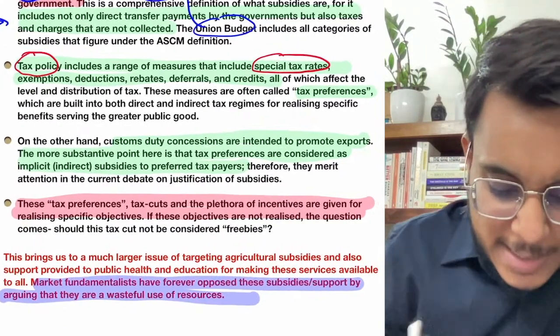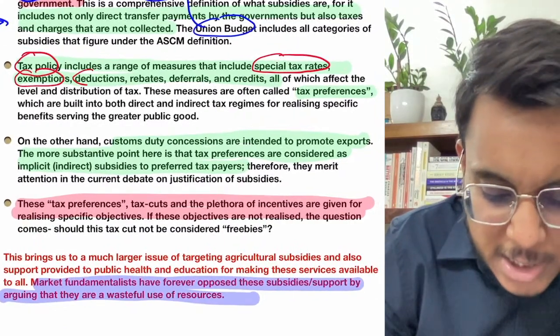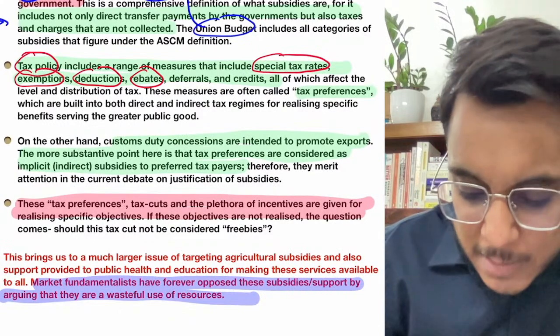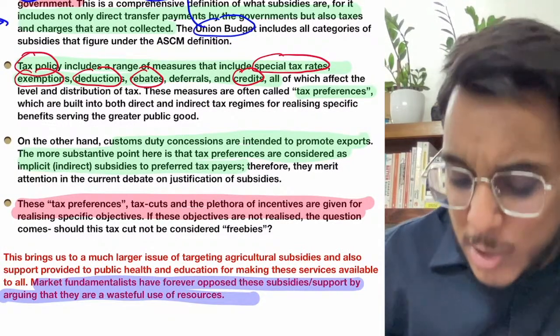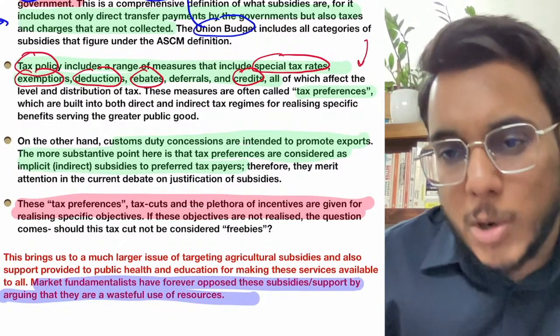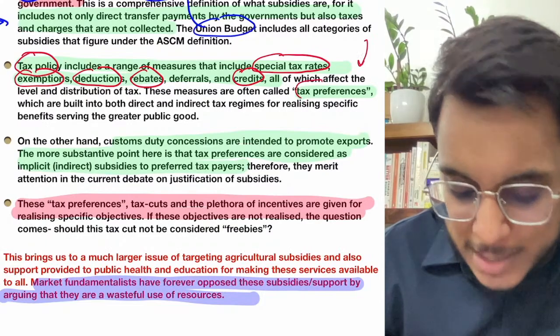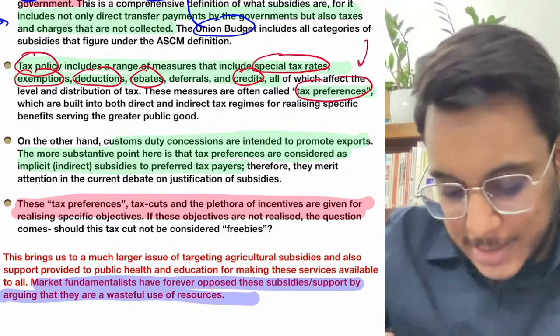So special tax rates are there, exemptions are being given, deductions are being given, rebates are being given, credits are being given. Okay, so all of these are also called subsidies. They are also called tax preferences. This is something that is happening.